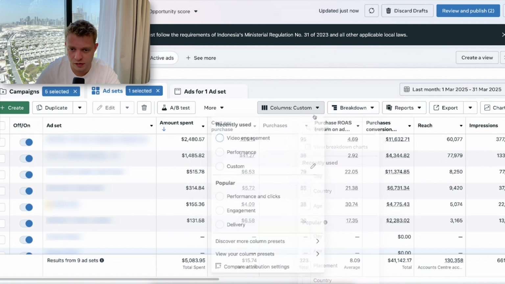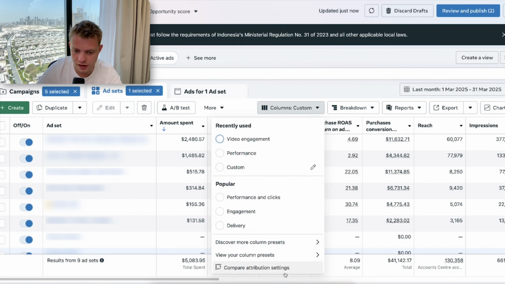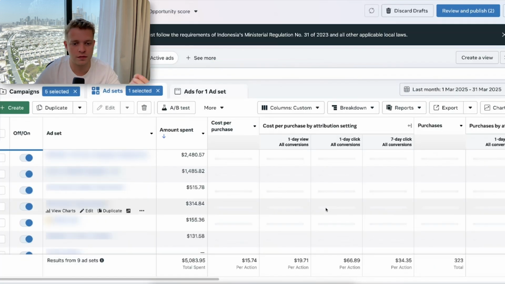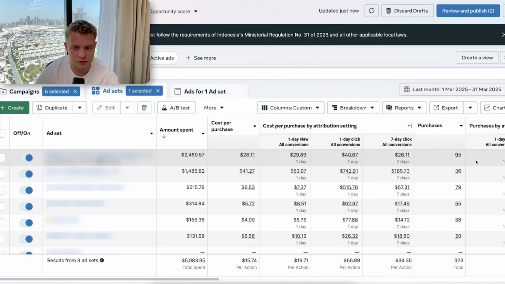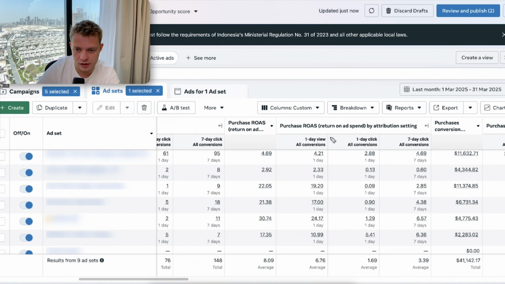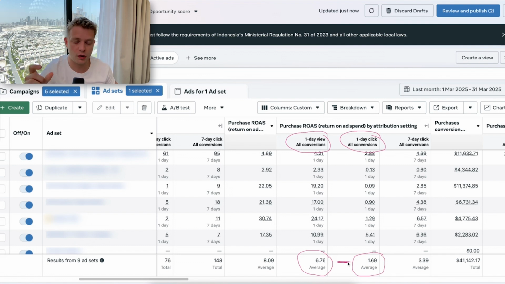Again, if we look into the attribution settings and go into the compare attribution setting here in Meta, and we look at the 1-day click, the 7-day click, and the 1-day view, this is something that is going to reveal a lot about your general performance as well. So when we go over to the purchase ROAS and look into the 1-day view ROAS or 1-day click ROAS, we can see that our 1-day view ROAS is extremely high, but our 1-day click ROAS is very, very low. There's a very big discrepancy between the 1-day click and the 1-day view.